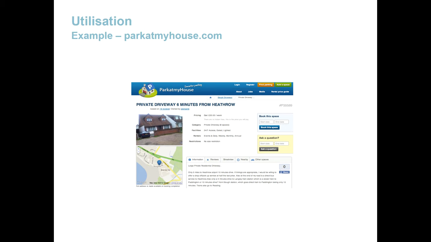Now, the key insight here, what most people don't know, is that parkatmyhouse.com is an initiative sponsored by BMW, the German automotive manufacturer. They sponsored a little startup that developed parkatmyhouse.com as a solution where people can rent out their private driveways, because BMW wanted to offer this service to their own clients, saying, we, BMW, not only give you a nice car, we also give you space to park. Yeah, that's a value-added service.